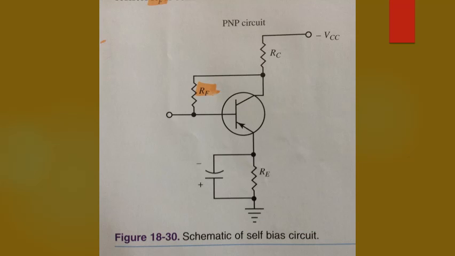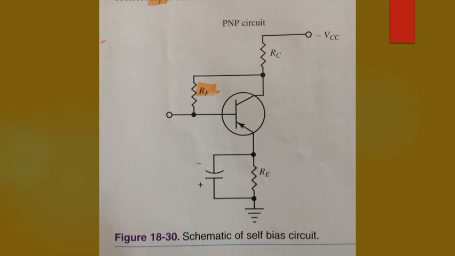A self-bias schematic is shown in figure 18-30. This circuit differs from the fixed bias method in that bias resistor RB is connected to the collector rather than to VCC. This method provides a more stable operating point than fixed biasing and requires only one power source.